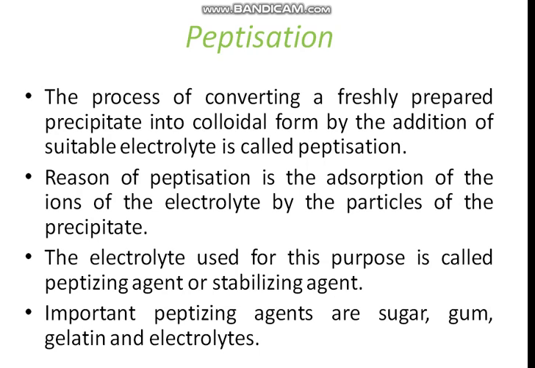Here, firstly, a precipitate of a metal is prepared. The metal or the material is chosen according to the requirement. Then this precipitate is treated with a suitable electrolyte, and when these two react, a colloidal form is formed and the product is achieved. The reason for peptization is the adsorption of ions of the electrolyte by the particles of the precipitate, because the precipitate easily adsorbs ions of the electrolyte on its surface.